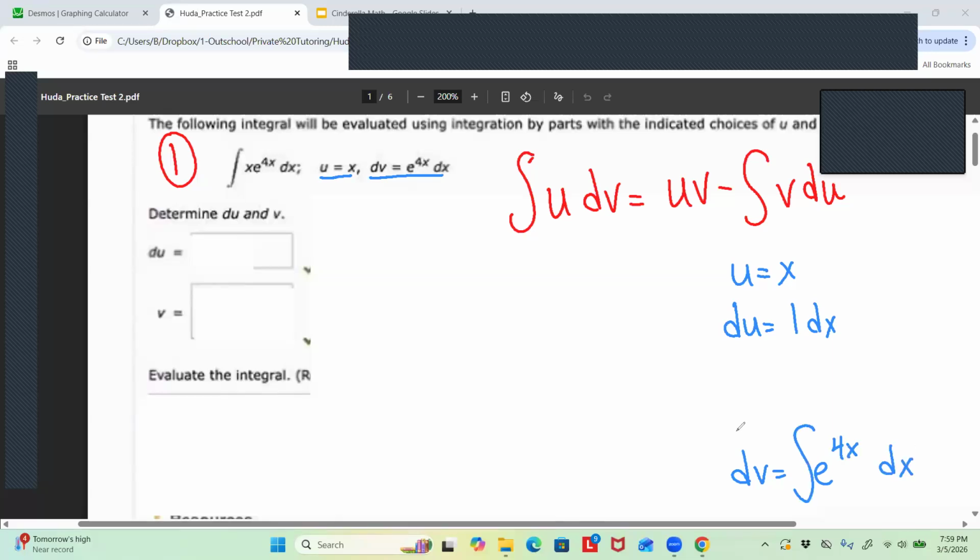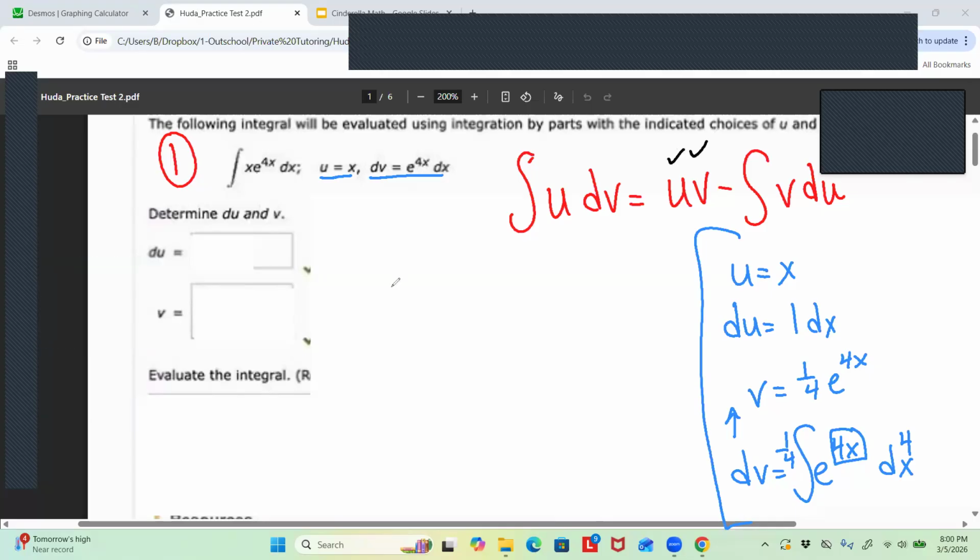So let's integrate that to go backward to v. Well, the integral of e is itself, but because of chain rule, we need the derivative of the power. So we need 4 dx. So we just put the 4 and then we do the reciprocal to unput it, which would be a quarter. So now v would be a quarter e to the 4x. All right, and now that's what I call the side work. Let's go into the actual formula.